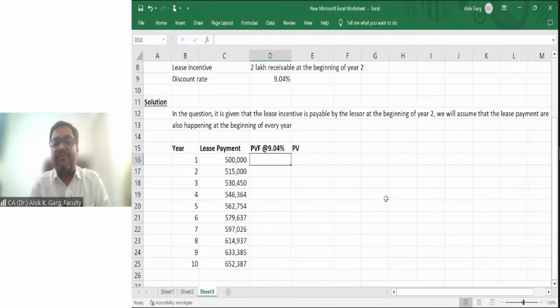So what is my present value factor in year one? In year one, this present value factor will be 1 only. Why? Because it is at the beginning of the year.